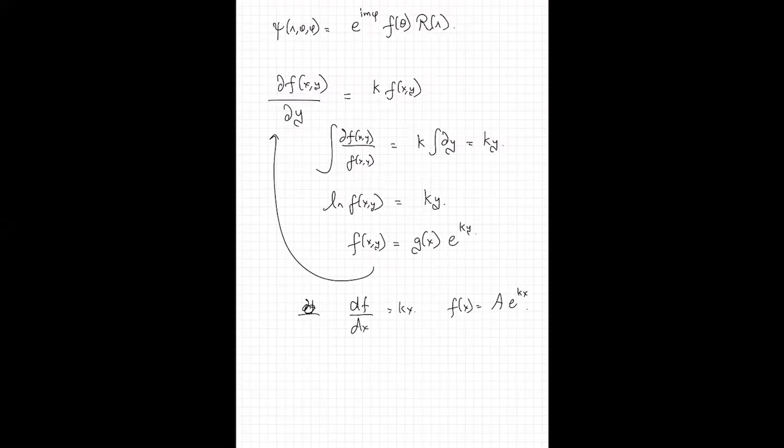But here I am only differentiating with respect to the variable y, which means anything that depends only on x is a constant as far as y is concerned. So this differential equation only pins down how f depends on y. It doesn't tell you anything about how f depends on x. So f can depend on an arbitrary function of x times the e to the ky, and if you plug this back here, it will still solve the differential equation. That is exactly what I used here.